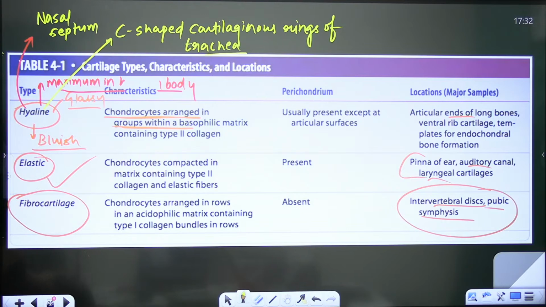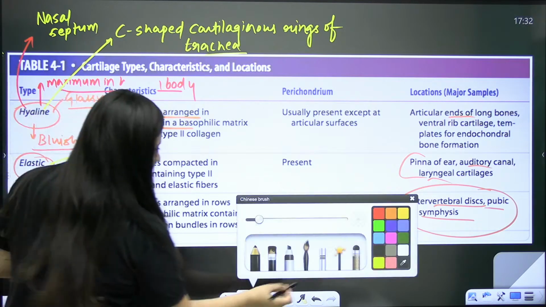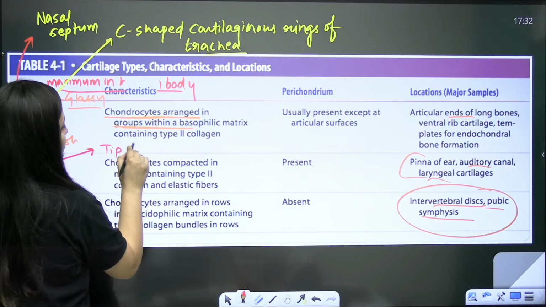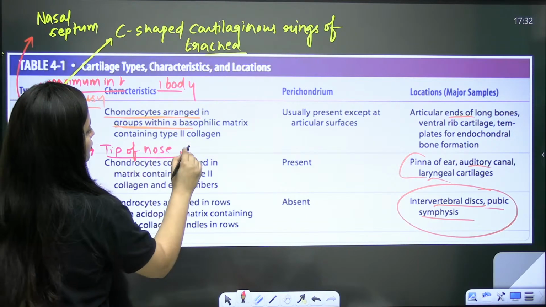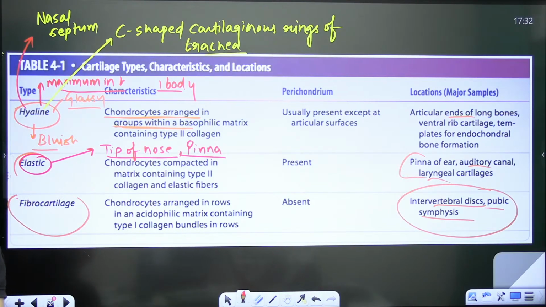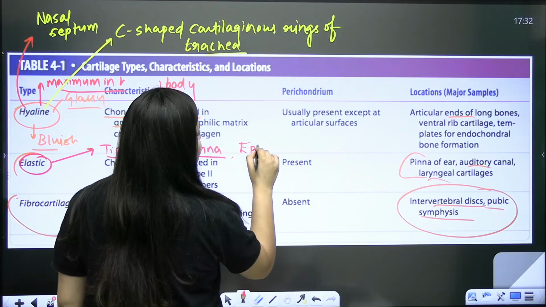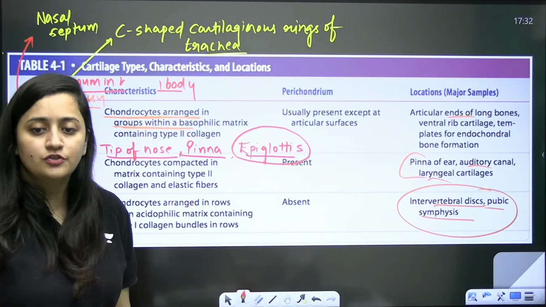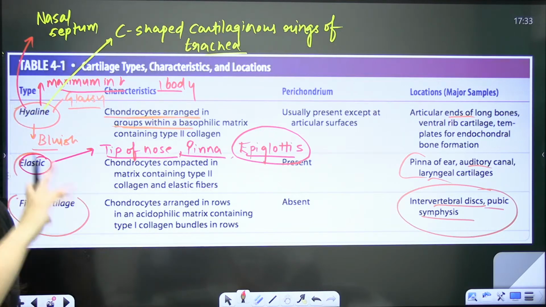So positions are important. Elastic I told you already. The tip of the nose has elastic cartilage. It is a previously asked question. The ear pinna also has elastic cartilage. Note this down, it is important. And even the epiglottis, a cartilaginous flap covering the glottis, which you will find when we start human physiology. Epiglottis is also an example of elastic cartilage.